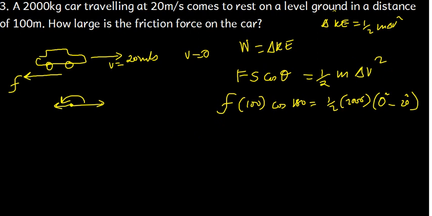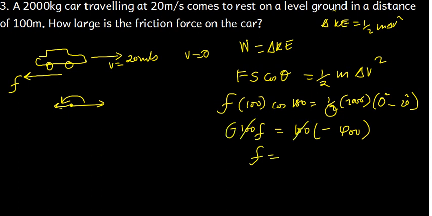And so cos 180 is negative 1 multiplied by this 100 by F, that will be negative 100F, is equal to, this will give us 2 into 200, that will be 100, and then 0 minus 20 squared, that will be negative 400. Okay, so the friction therefore is going to be equal to, this 100 and this 100 are going to cancel, and then this negative and that negative, they are also going to cancel. That will be 400 joules.